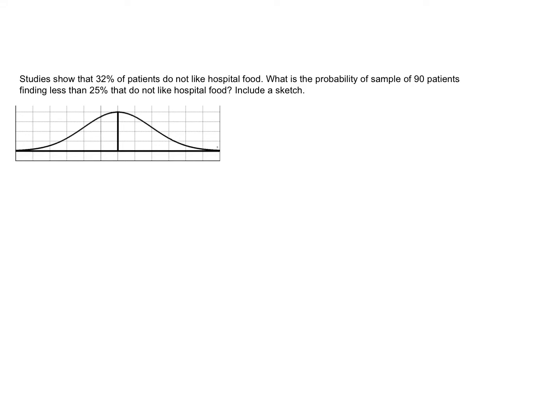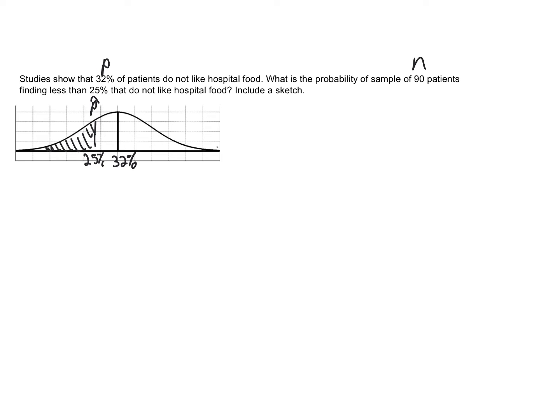Okay, this week we are looking at similar topics to last week, but we're working with proportions instead of means. Now this first question, we have 32%, which is our P, and then our 25% will be our P hat, our sample proportion. The 90 is our N. Now we're looking for less than 25%, which will be here, because we have 25% and our population being 32%.